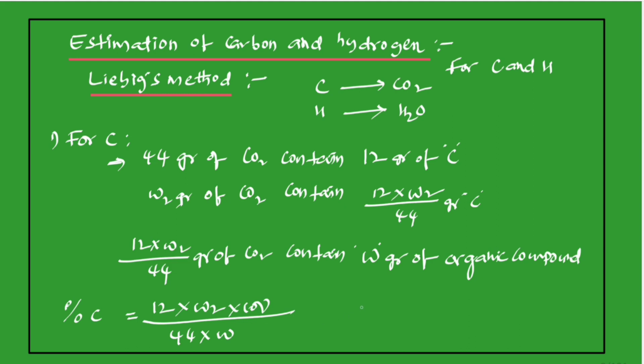Here, what is W2? W2 is the mass of carbon dioxide. What is W? It is the mass of organic compound. The percentage of carbon can be calculated using this principle: percentage of carbon equals 12 into W2 into 100 upon 44 into W.